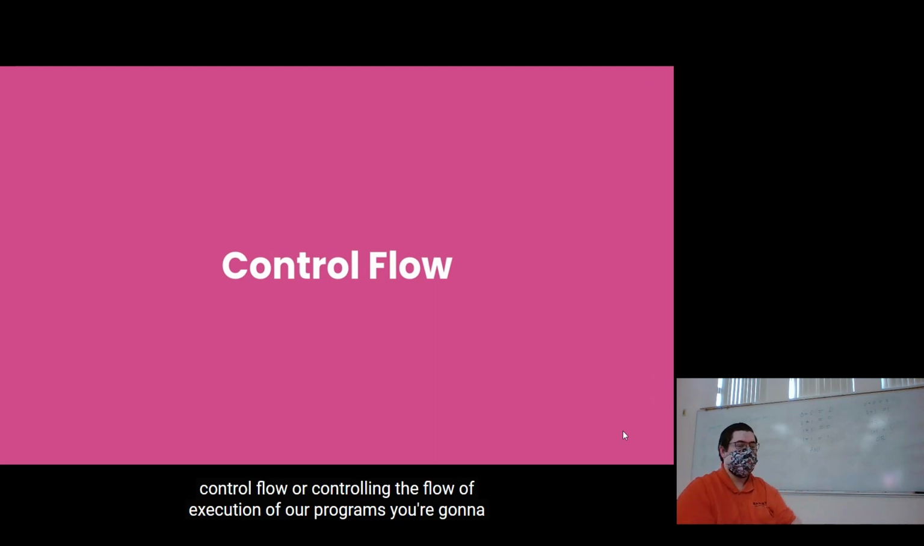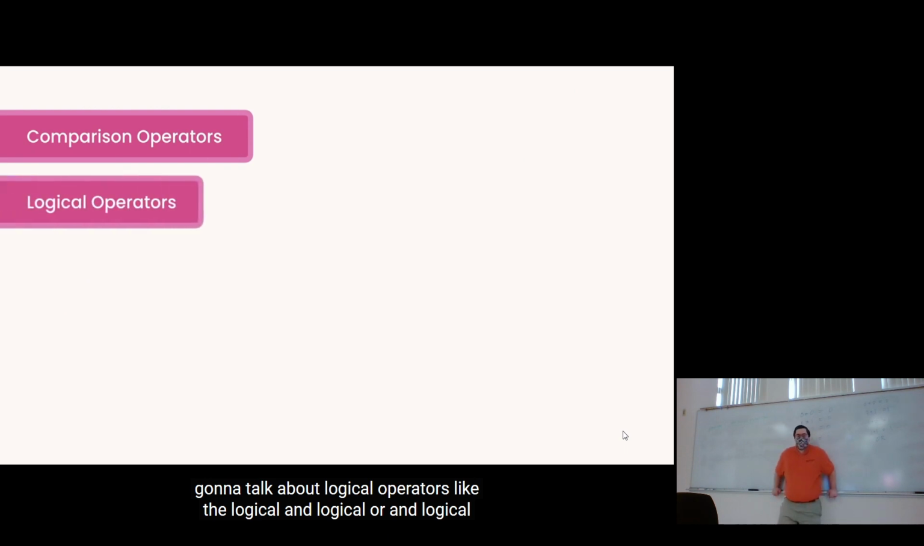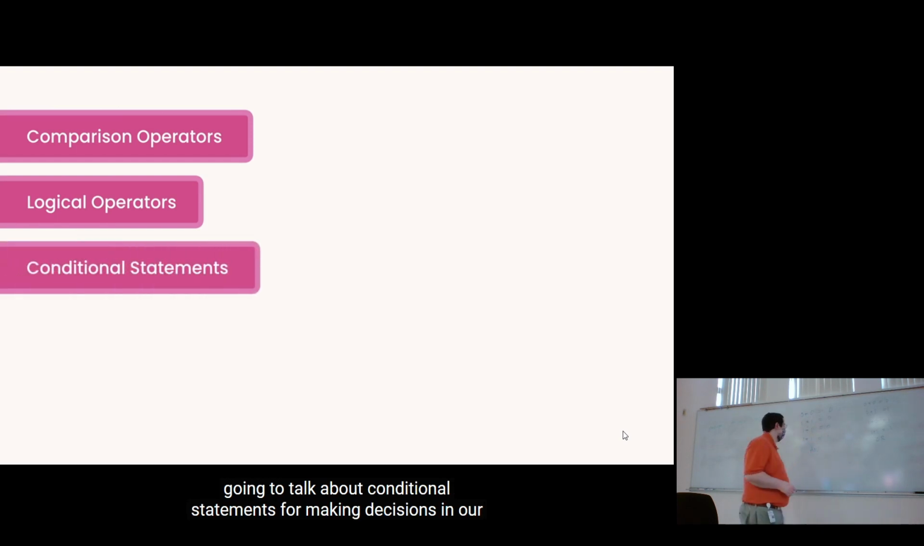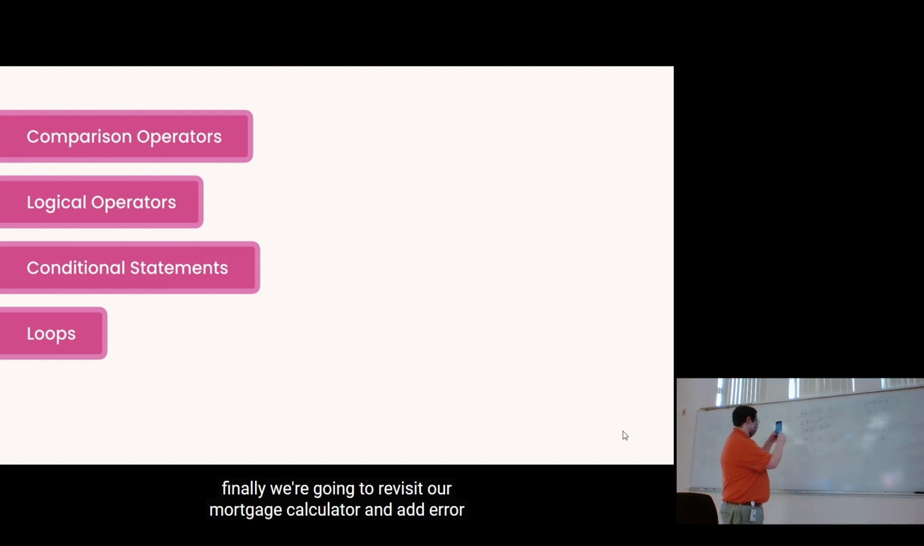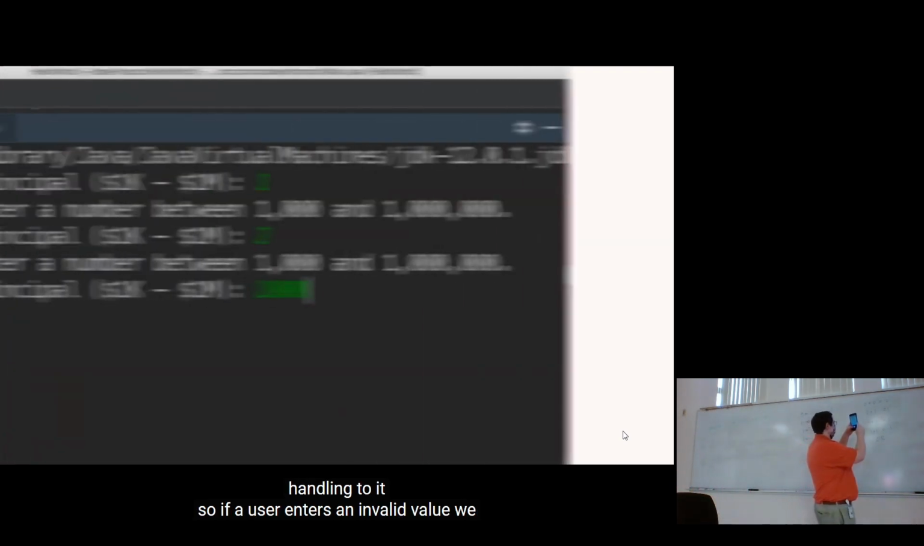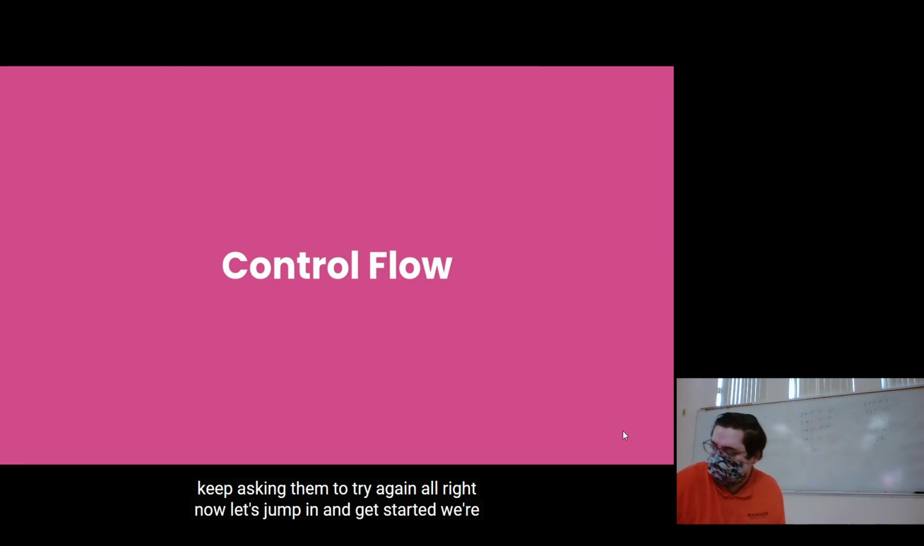In this section, we're going to look at control flow, or controlling the flow of execution of our programs. We're going to start off by talking about comparison operators for comparing values. Then we're going to talk about logical operators like the logical AND, logical OR, and logical NOT. We use these operators for implementing real-world rules. And then we're going to talk about 3 different types of control flow statements. We're going to talk about conditional statements for making decisions in our programs. Then we're going to talk about loops for executing code repeatedly. And finally, we're going to revisit our mortgage calculator and add error handling to it. So if the user enters an invalid value, we keep asking them to try again. All right, now let's jump in and get started.